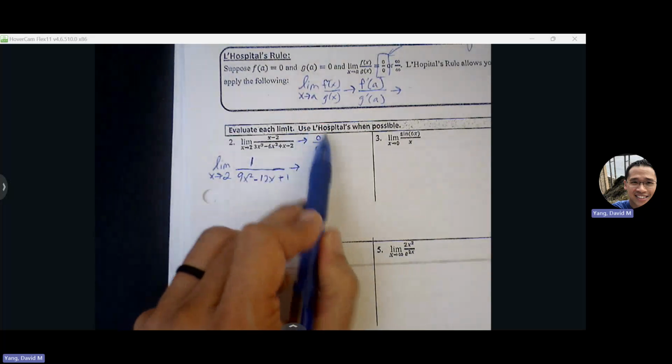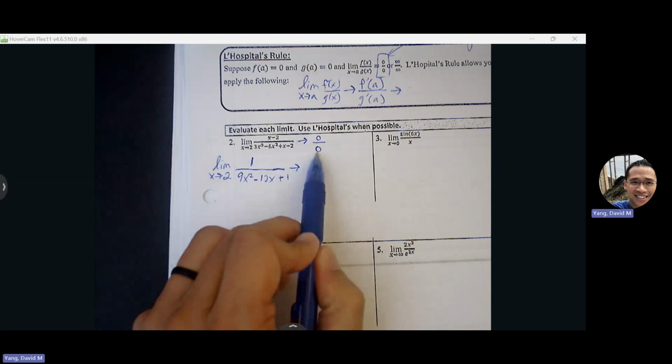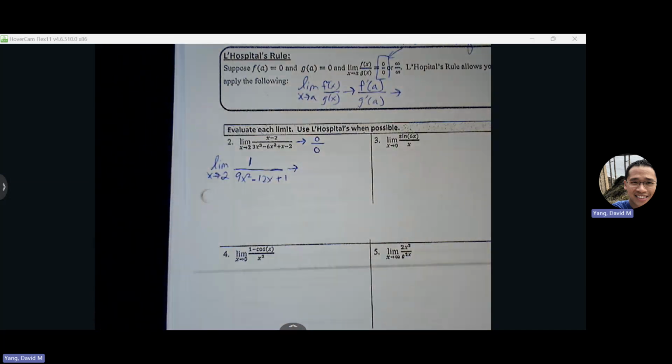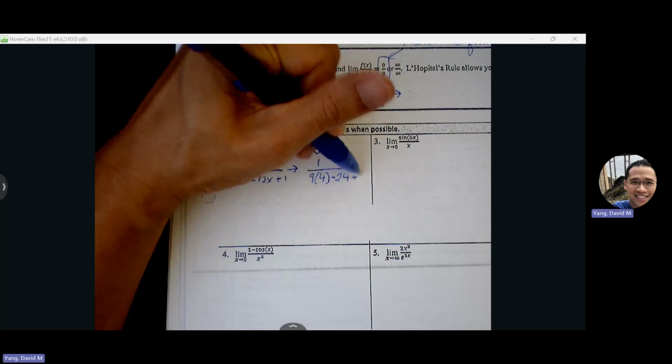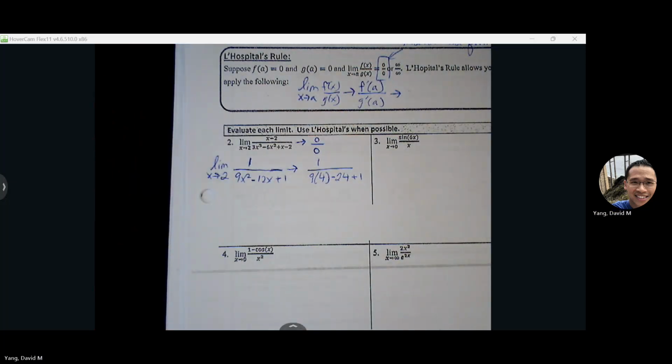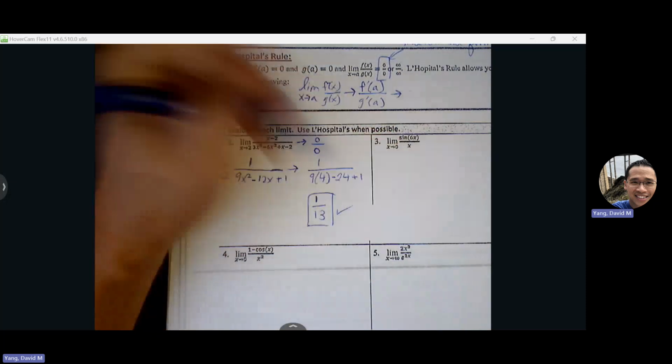We knew a limit existed, so we never want to stop at this point, right? We know that this is kind of an intermediate step. We know that there's a real number waiting for us. So we can reevaluate our limit, plug 2 in for x. We get 36 minus 24 plus 1. Okay, 36 minus 24 is 12. 12 plus 1 is 13. 1 over 13 is a real number, so we can stop.